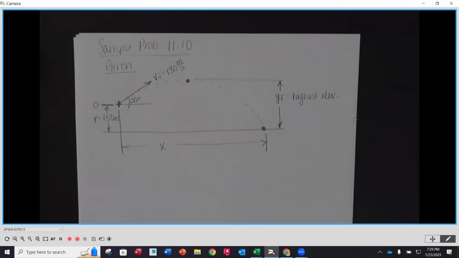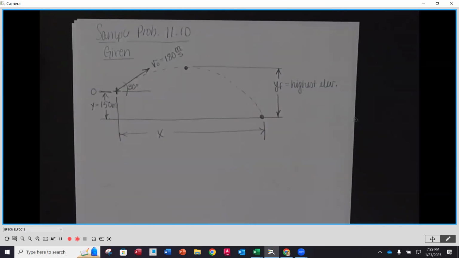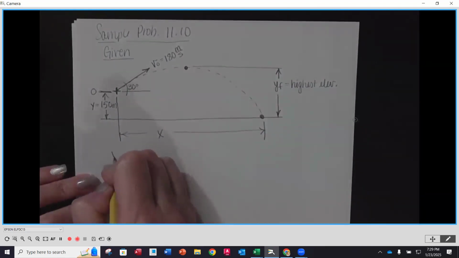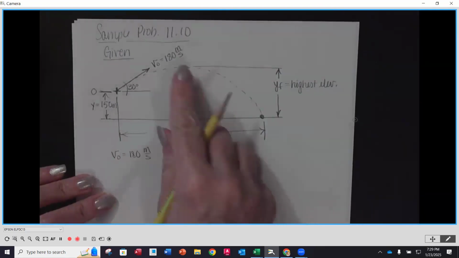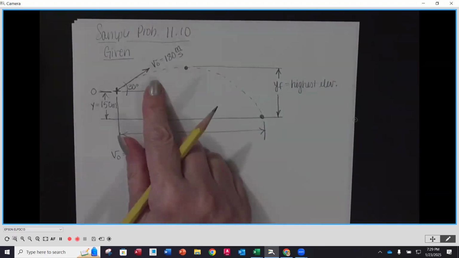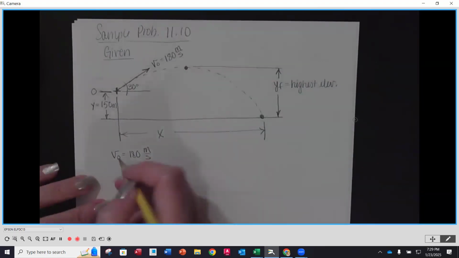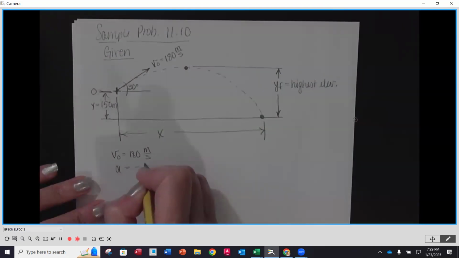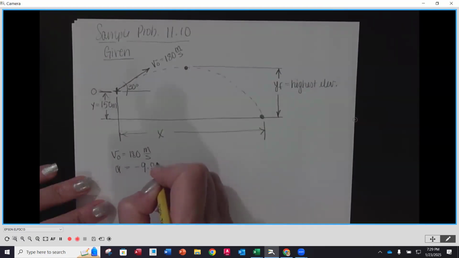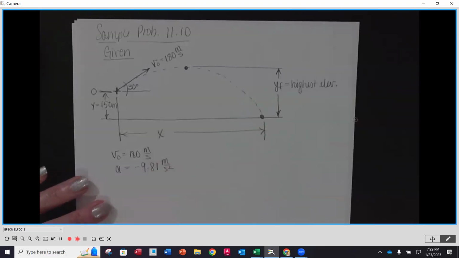Now, that's kind of the problem so far. So we know that VO is equal to 180 meters per second, as we have stated there. Because this is a projectile and we're on Earth, we know that we have acceleration of gravity acting, and we know that to be negative 9.81 meters per second squared. In the problem, we won't put the units, okay?